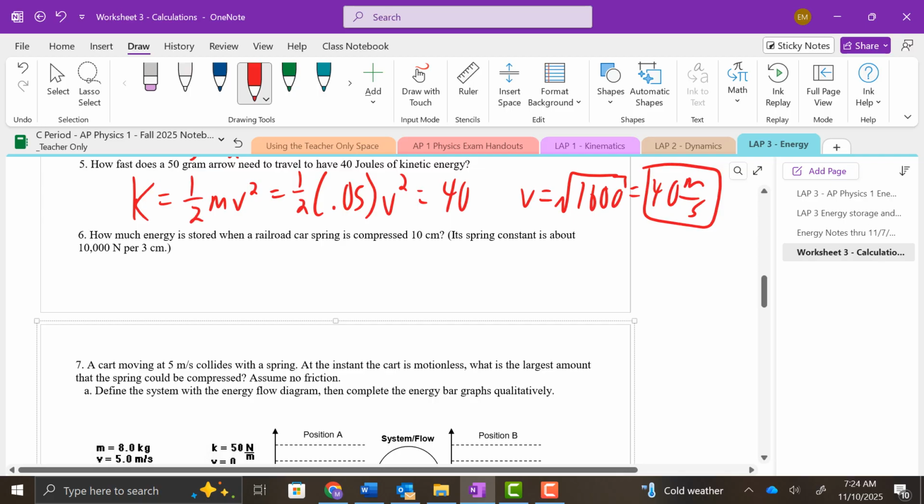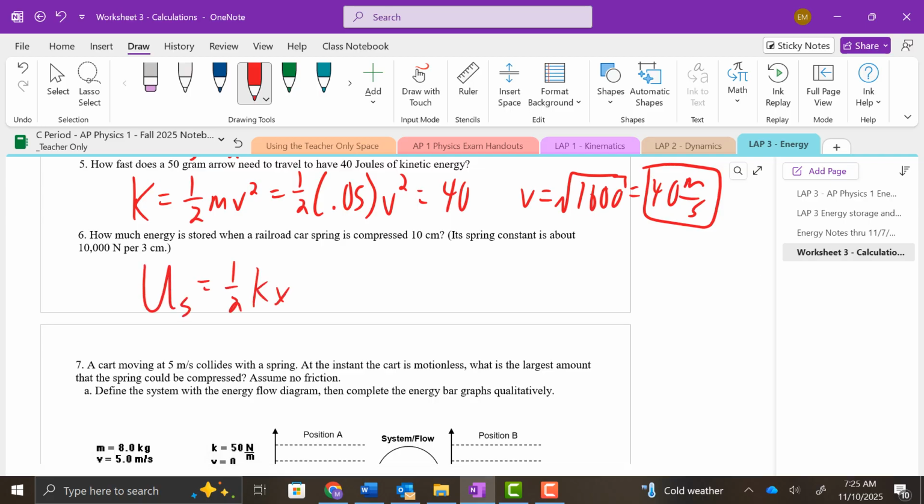This one, I'll work it out, but there's a lot of conversions here, so if you don't understand it, that's all right. You always want newtons and meters, so that's basically what I'm converting here. They give you the spring constant in a very weird format, but this is what it would look like. You'd be left with this.